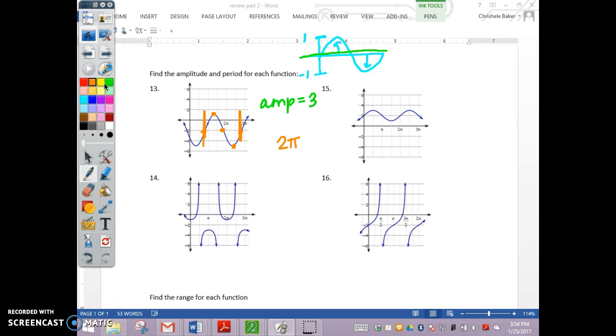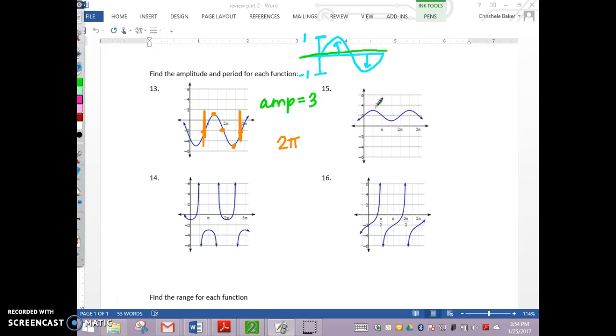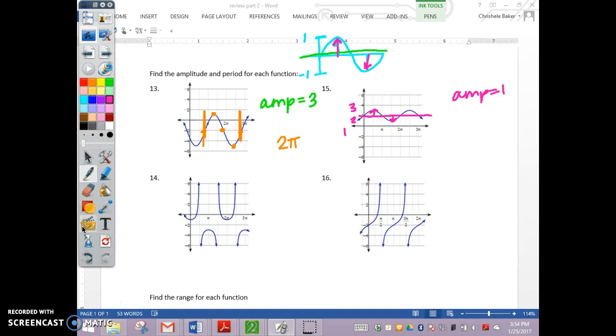Okay, if we look at 15, again, we're going up and down from that midline. So the middle of my function's right here at 2, and it looks like I'm reaching up to 3 and down to 1. So if I'm at 2, and I'm going up to 3 and down to 1, then my amplitude must just be 1. This graph must have shifted up 2 units.